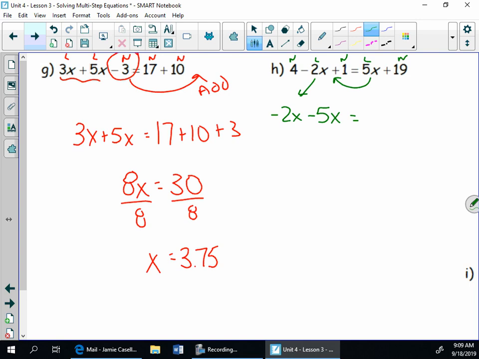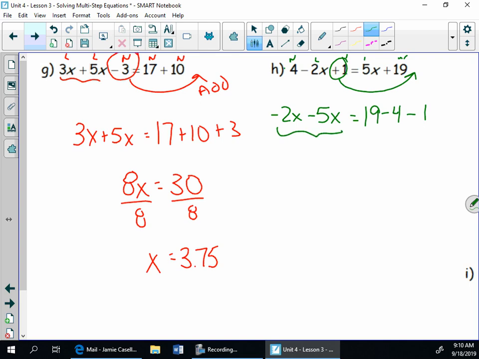On the right side, numbers. I've already got 19. I'm going to bring the 4 over to join it. It's a plus 4, so it becomes a minus 4. I'm also going to bring, and we'll erase some of these arrows for a second here, the 1 over to join it. It becomes a minus 1. Opposite operations. So now I have letters on one side, numbers on the other.